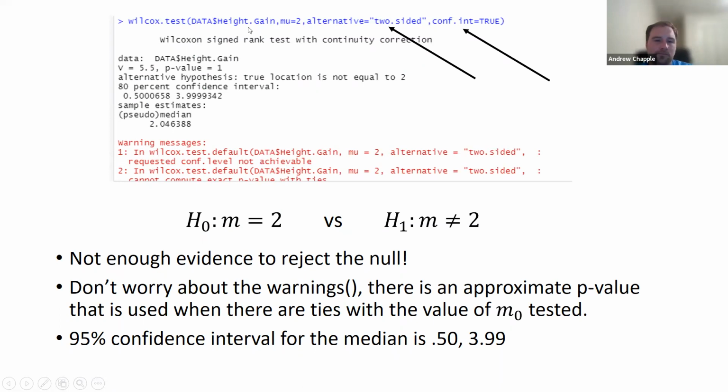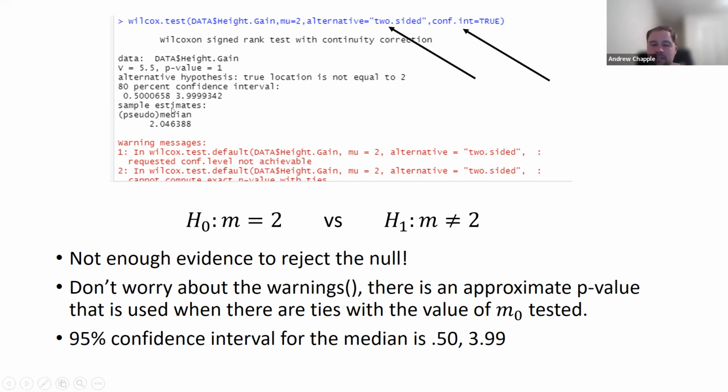So here's an example. I'm using wilcox.test on height gain, my mu is 2. My alternative is two-sided. And I'm saying, yes, I want a confidence interval. You say conf equals true. If you don't put this in there, it won't give you a confidence interval. So I get a p-value of 1, which is not below 0.05, so I don't reject this null. And they actually give me a confidence interval here.